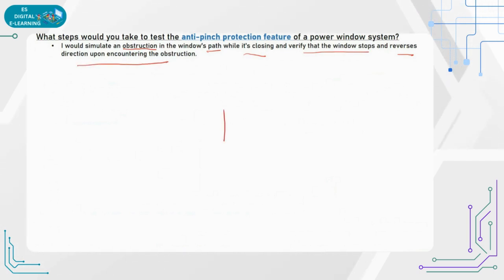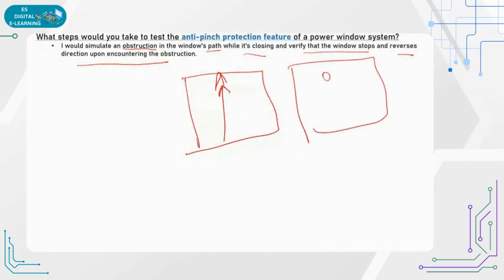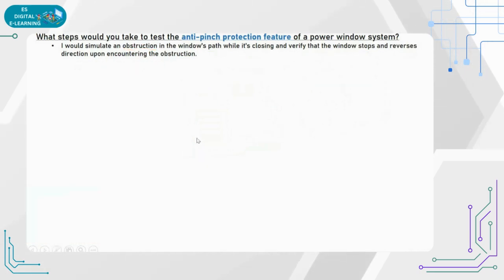Suppose the window is rising. This is my window, which I need to close fully, but there is an obstruction here. Whenever the window is rising, it stops immediately and it will also come down. It won't keep pushing against the obstruction continuously, because the glass would be damaged. So that is the anti-pinch protection feature, and that is how it works.